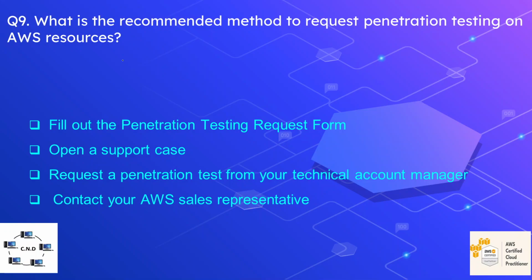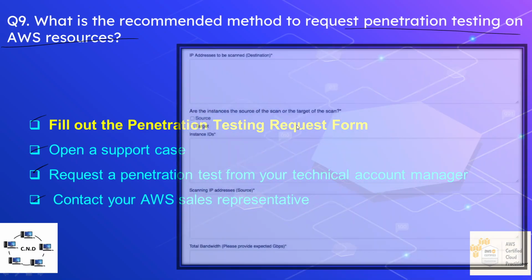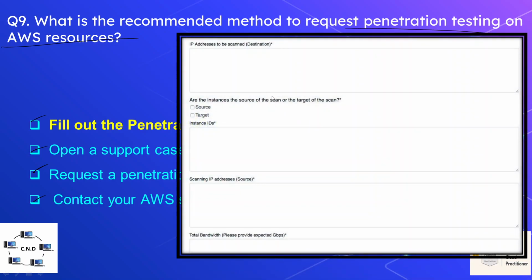Question number 9 is that what is the recommended method to request penetration testing on AWS resources? And the options are option A, fill out the penetration testing request form. Option B, open a support case. Option C, request a penetration test from your technical account manager. And option D, contact your AWS sales representative. And the correct option is fill out the penetration testing request form. So this is just a snapshot of this request form.